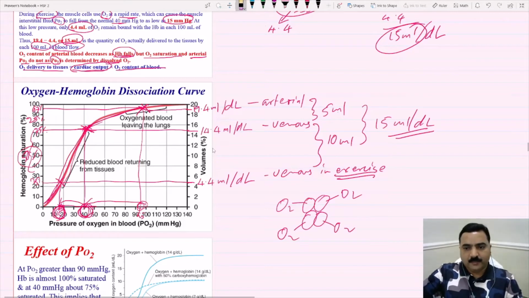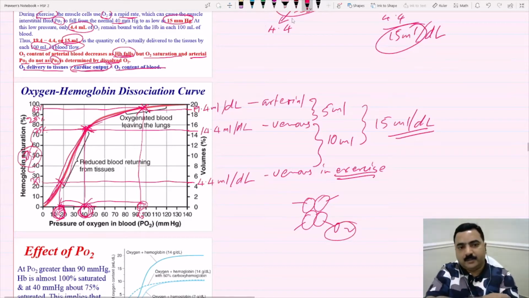But once the first oxygen is released, what happens? It becomes very easy for the second and the third one to get released. But the last one, it becomes very hard for the hemoglobin to release the oxygen. The last oxygen is very difficult to release, same like the first oxygen. The first 25% is difficult to release, and the last 25% is very difficult to dissociate.